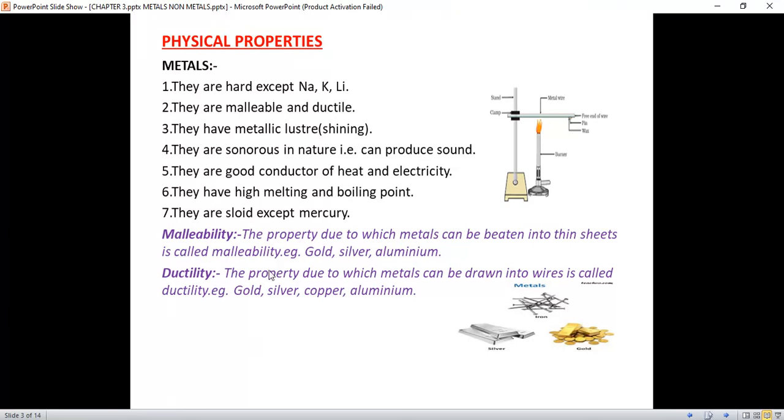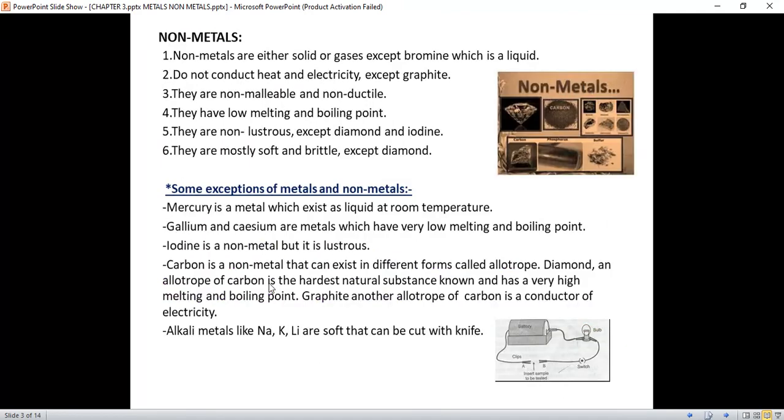Next, what is malleability and ductility? Malleability is the property of metals in which they can be beaten into thin sheets. Examples are silver, gold, aluminium. And ductility is when metal can be drawn into thin wires. Examples are gold, silver, copper, aluminium.